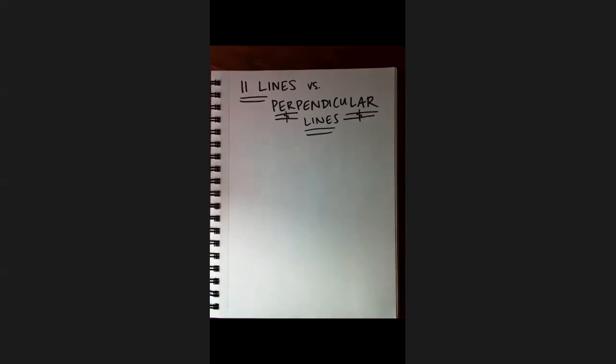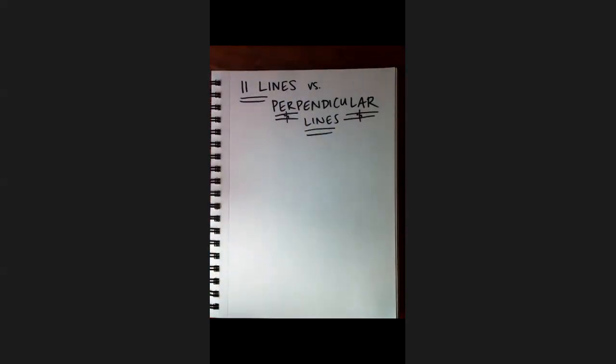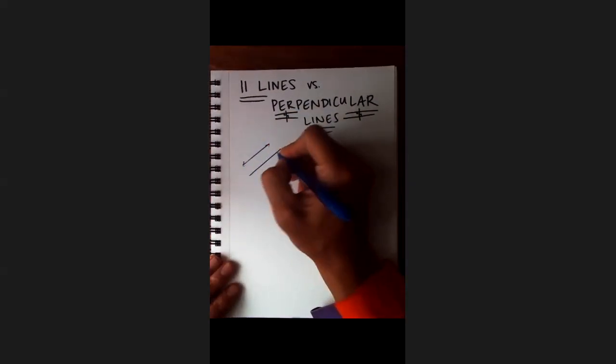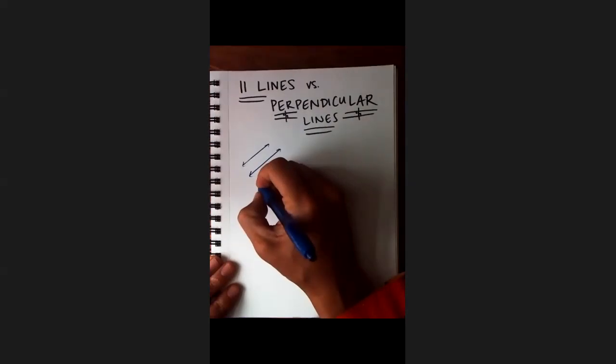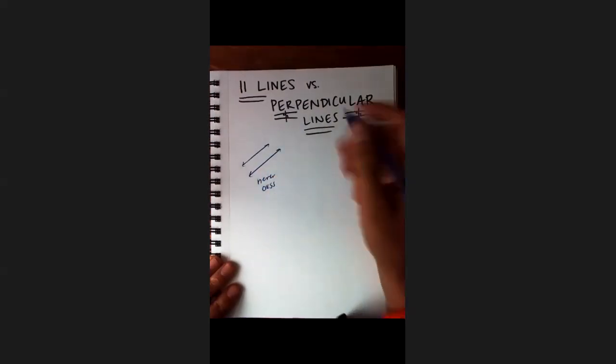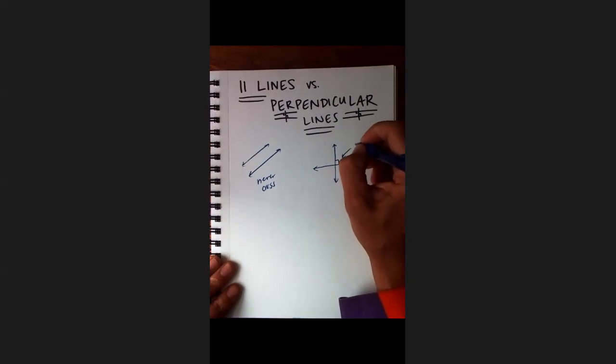Parallel and perpendicular lines. All right, so today we're gonna do parallel lines versus perpendicular lines. And if you guys remember, we've actually already talked about these. So parallel lines are just lines that never meet and go forever and ever in both directions due to the fact that they're lines. And then our perpendicular lines are lines that meet at a 90-degree angle. So they make those 90-degree angles where they meet.